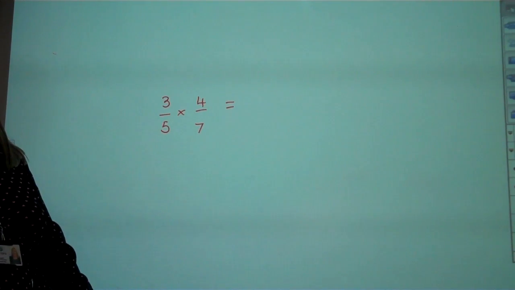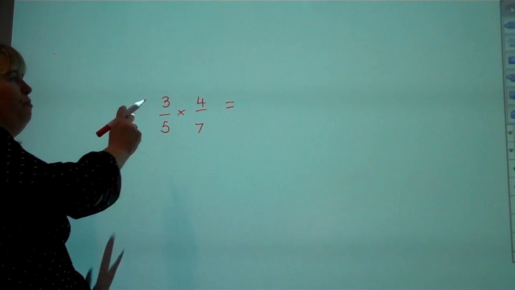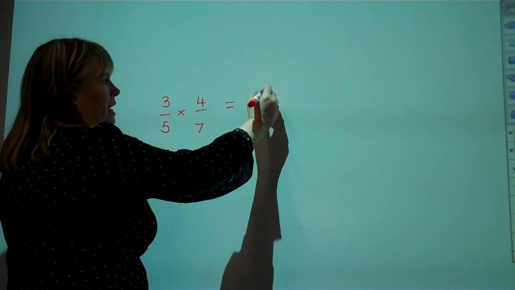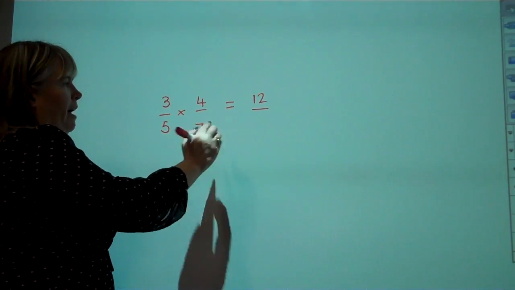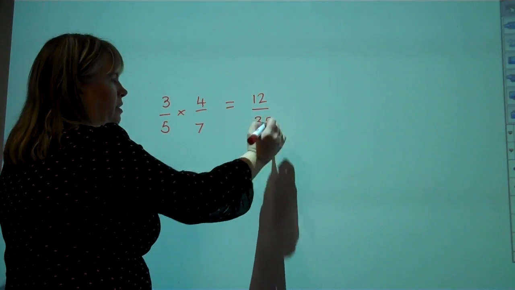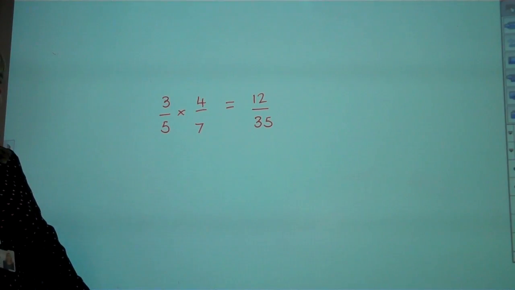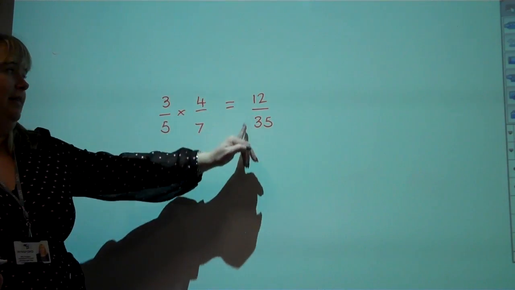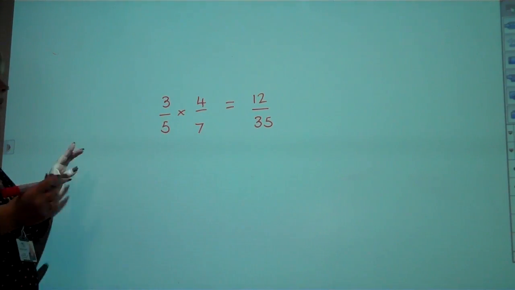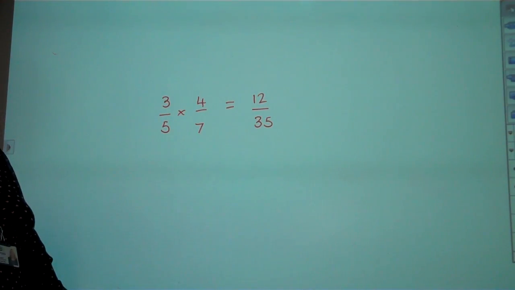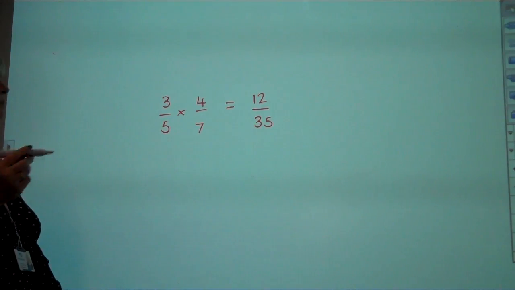When you multiply with fractions, this is the rule. You multiply the numbers on the top. 3 times 4 is 12. You multiply the numbers on the bottom. 5 times 7 is 35. Is that the answer? That's the answer. Is that it? If there's any cancelling down to do, then do it. Okay? Is there anything that cancels out? There isn't on that one. There's nothing that goes into 12 and into 35.